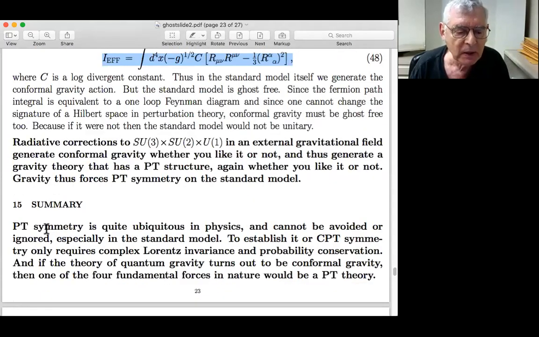To summarize, PT symmetry is quite ubiquitous in physics and cannot be avoided or ignored, especially in the standard model. To establish it or CPT symmetry only requires complex Lorentz invariance and probability conservation. And if the theory of quantum gravity turns out to be conformal gravity, then one of the four fundamental forces in nature would be a PT theory.